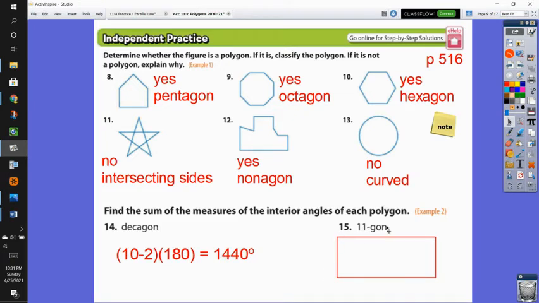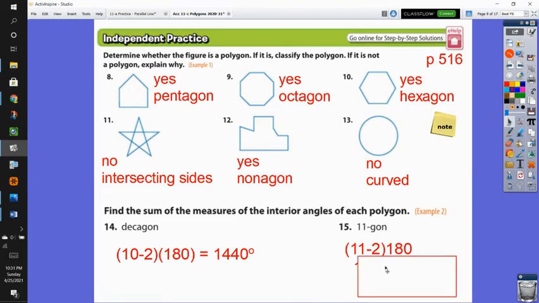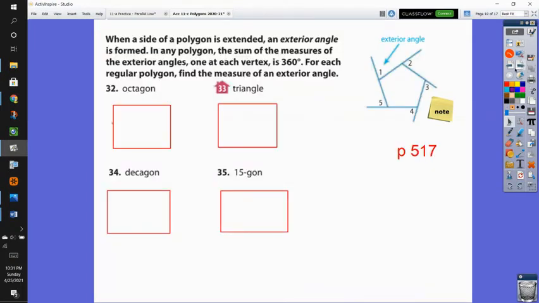How about an 11agon? Unanagon, I think, is one name for it. There's another name for it, which we'll talk about in a second. And the number of sides is 11. So 11 minus 2 is 9. And 9 times 180 is 1,620 degrees. So an 11-sided polygon, the angles add up to 1,620 degrees. That's pretty much it.